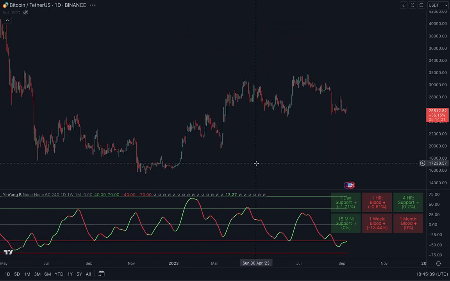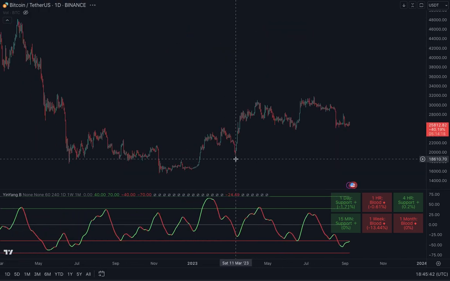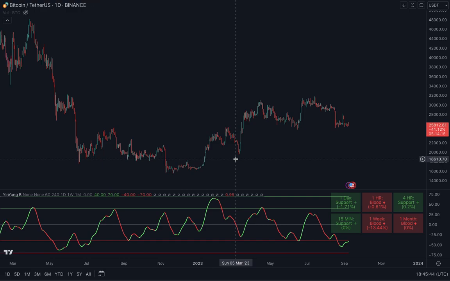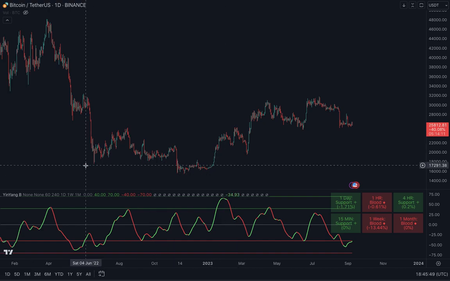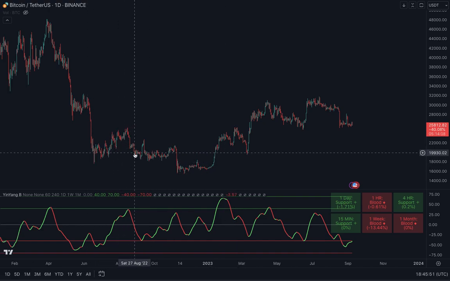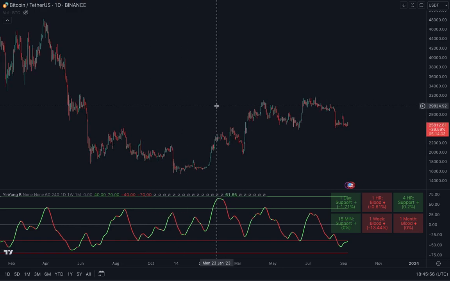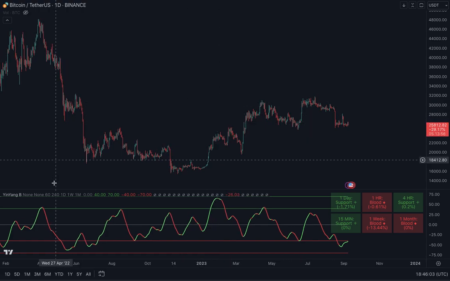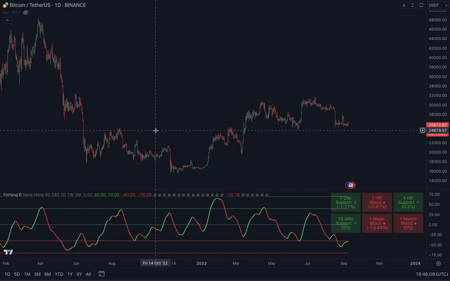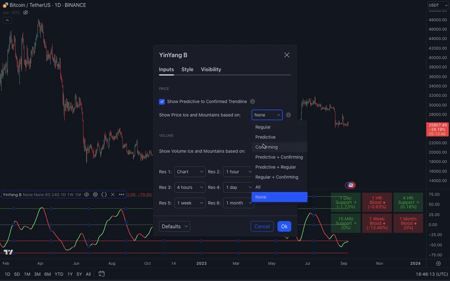It's not the purpose of this indicator, to be honest. The purpose is for the ice and the mountains, with volume for the price too. But this is a good thing to look at because when it also crosses with the mountains, as we'll show later on, it can be a solid marker for when there's going to be a momentum swing. On its own, it can be useful just to look at, but I wouldn't solely rely on it as something to trade on. So why don't we turn on the price ones?